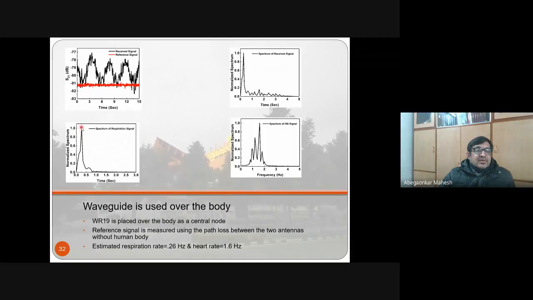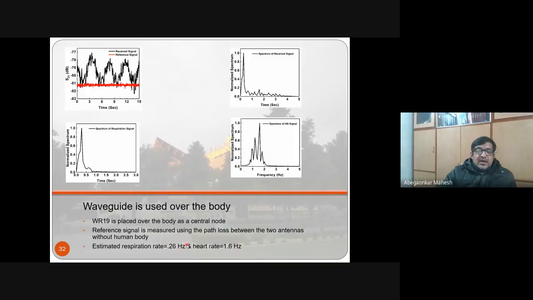Then a waveguide is used over the body. So WR19 is placed over the body as a central node. The reference signal is measured using the path loss between the two antennas without the human body. The estimated respiration rate is 0.26 Hertz and heart rate is 1.6 Hertz. If we go back, these were 0.2 Hertz and 1.2 Hertz. We're getting quite close to those heart rates and respiration rates with this new antenna.